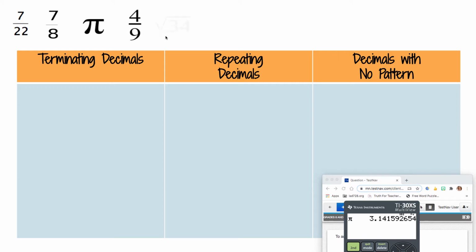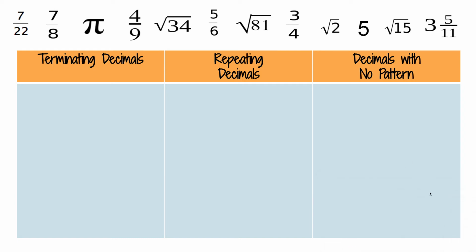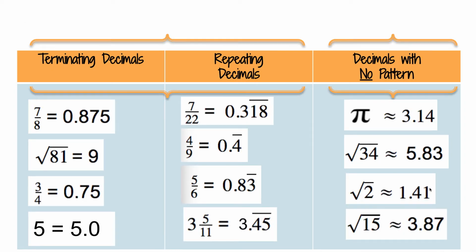So again, like I said, I have 12 values for you to change to a decimal and place in the appropriate column. Go ahead, pause the video, and do that now. Check your answers with mine. In the terminating decimal column, you should have, not in this particular order, 7/8, which is equal to 875 thousandths as a decimal. See how it stops?